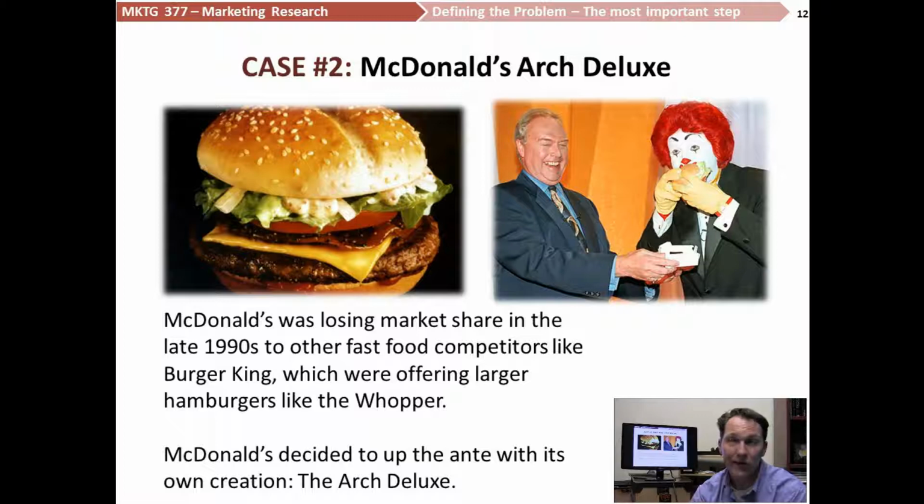It had a special sauce. It had a round circle of bacon. It had premium lettuce and tomato on it. It was intended to be something that was for grown-up tastes.